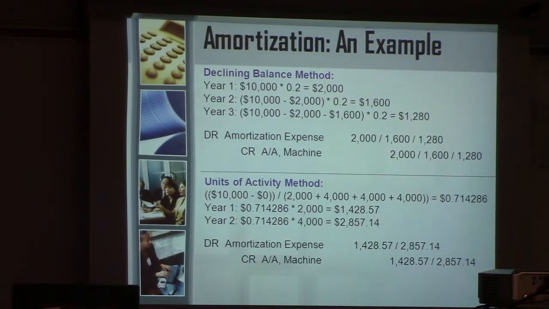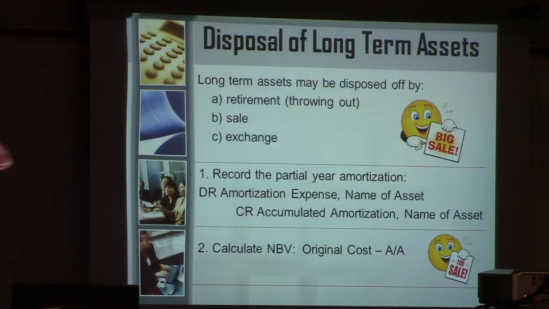Now what happens when you are going to try to get rid of an asset? There are 3 ways of disposal of long-term assets. You can retire the asset, which means throw it out. You can sell the asset, or you can exchange the asset. In the year that you are disposing the asset, you have to do a transaction to take that asset out of your balance sheet, because you're disposing that asset. So there are 4 steps that you must follow.